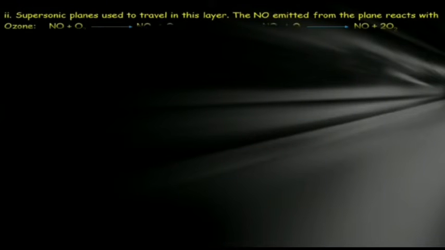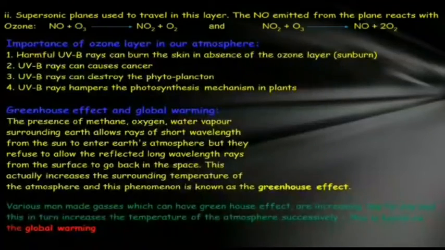Now, the supersonic planes used to travel in this layer. The NO emitted from the plane reacts with ozone: NO plus O3 reaction gives NO2 plus O2, and NO2 plus O3 upon reaction gives NO plus 2O2.